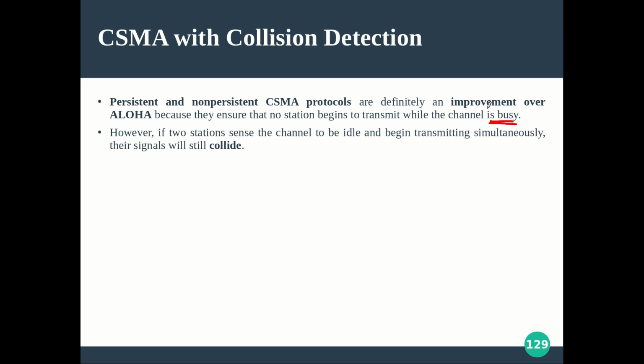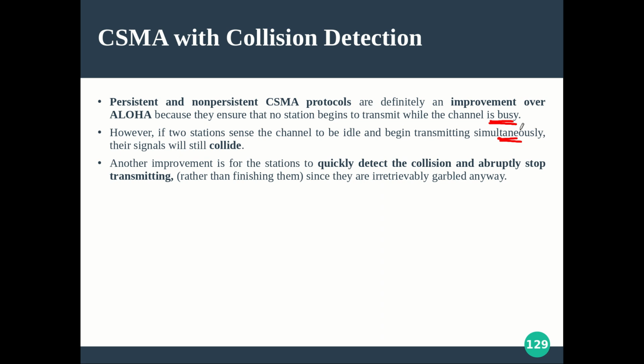But what about collision? If two stations sense the channel to be idle, both are going to send simultaneously. They begin transmitting at the same time and their signals will still collide, because both are attempting at the same time. So another improvement is for the stations to quickly detect the collision and abruptly stop transmitting, rather than sitting idle and letting the collision be detected at some later point.